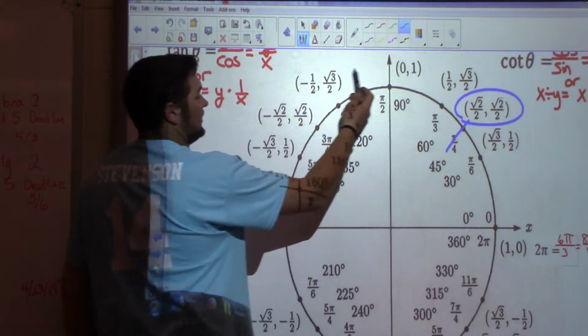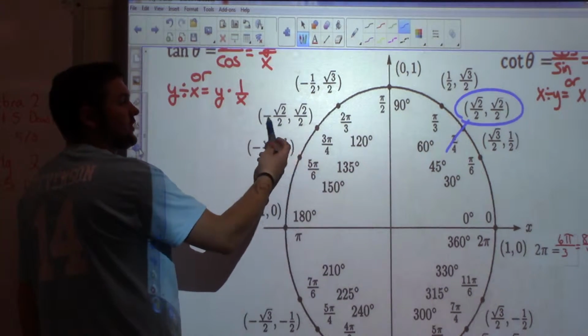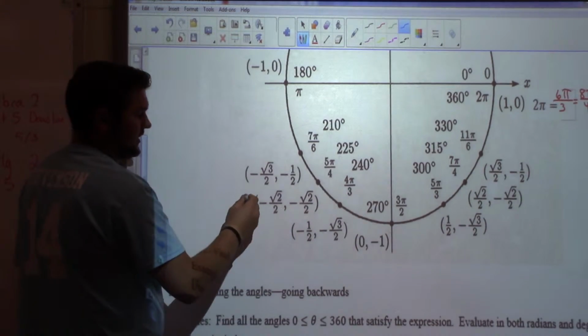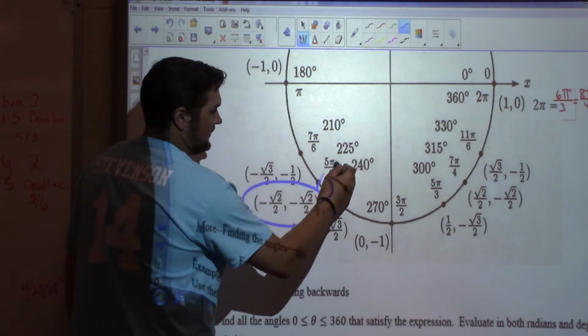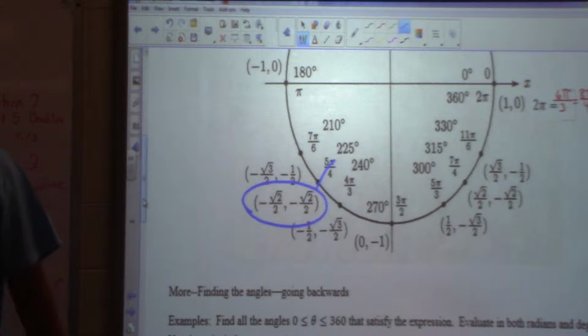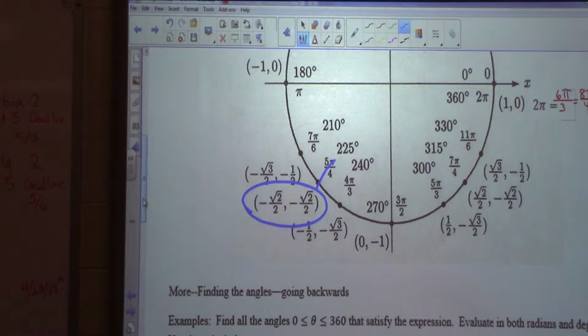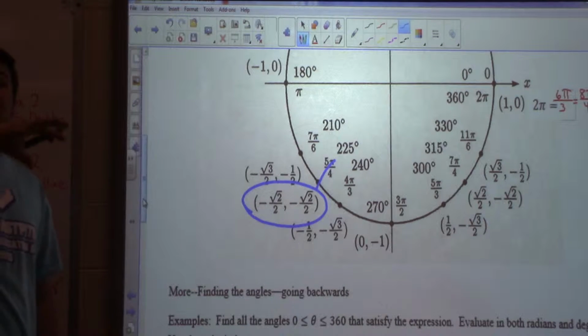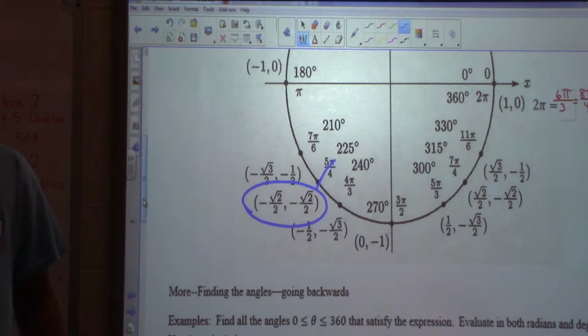Keep going around. 135 is close, but 1 is positive, 1 is negative, so I know that's not it. I keep going. 225 is the other spot, right? Negative square root of 2 over 2, and negative square root of 2 over 2. They have to be exactly the same, so when I divide them, they will equal 1. Does that make sense? Those are the easy cotangent and tangent problems, when they equal 1 or -1. Those are the easy ones to figure out.